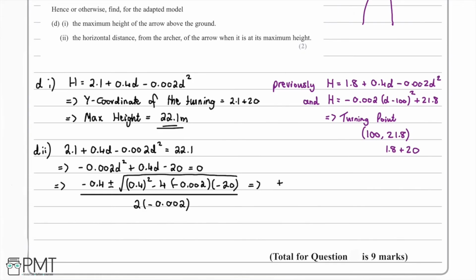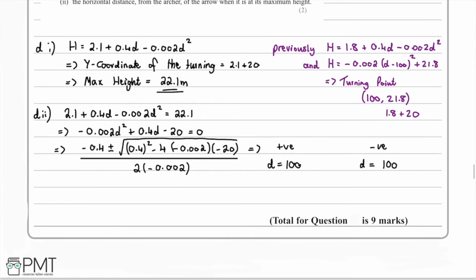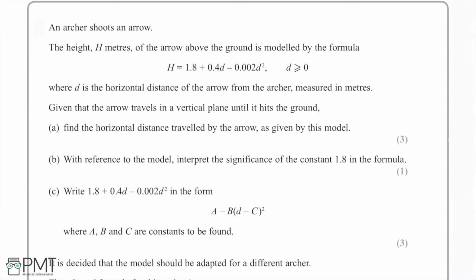So therefore, for positive and negative square root, we have that d is going to be equal to 100 in the positive case and also 100 in the negative case. Therefore, we conclude that d is equal to 100 meters. So now we've completed this question, we're going to take a look and see what marks were on offer.